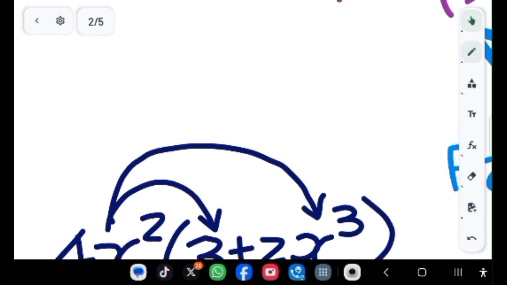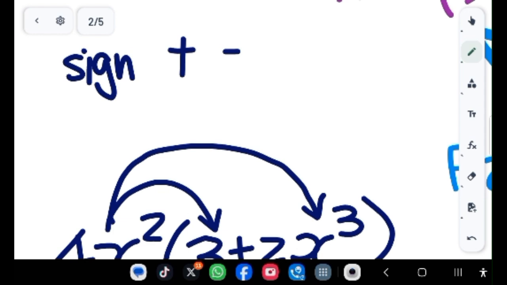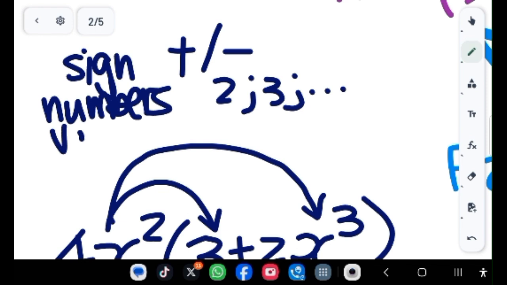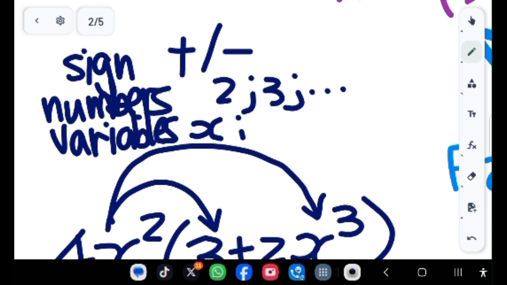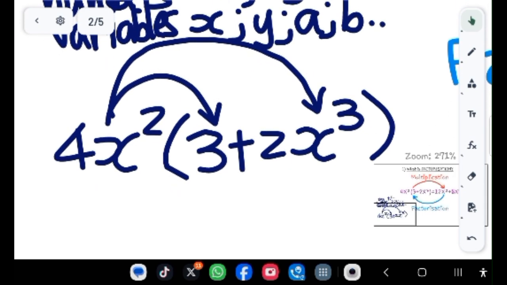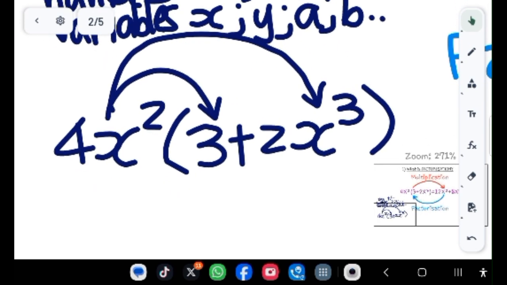When you multiply, the first thing you should look at is the sign. What I mean by the sign is your plus and or minus. Number 2, you look at the numbers or the values, that's your 2, 3, 4, whatever. And the last thing is your variables, that is your x, y, z, a, b, and so on. Basically, those that are not straight numbers, for which you can substitute any other number.